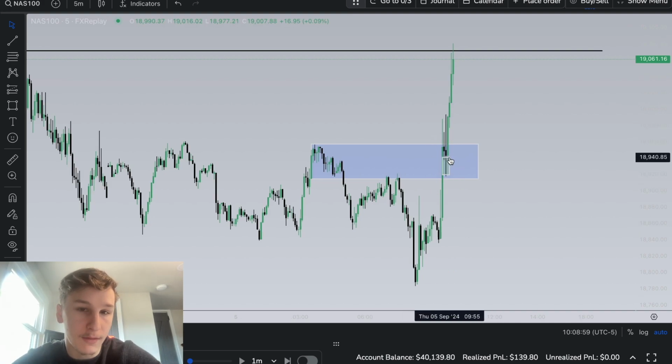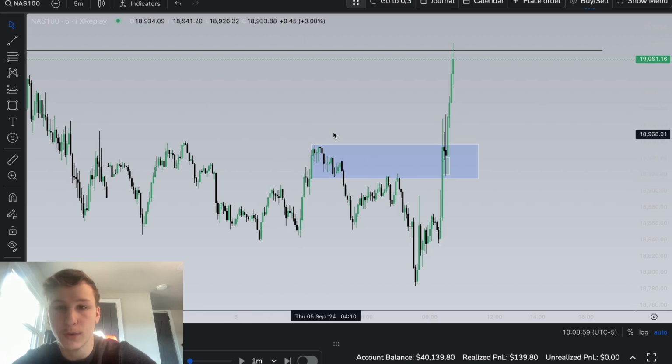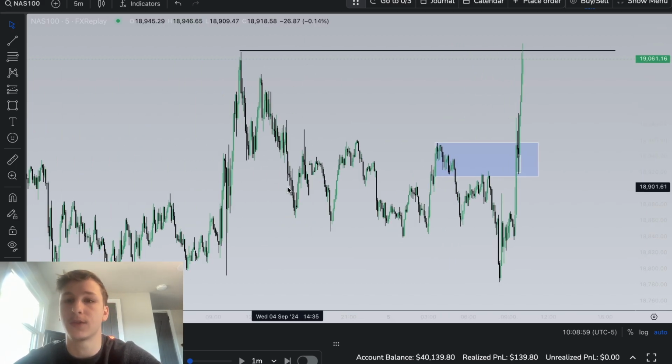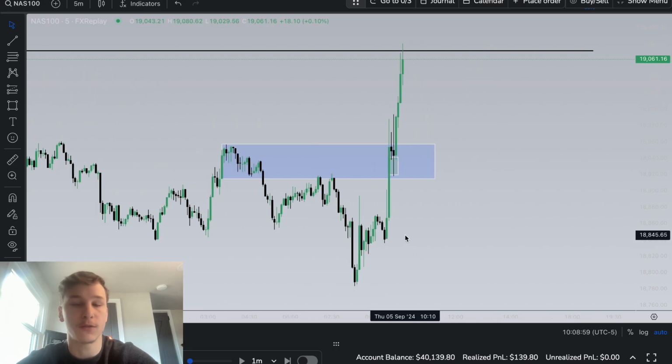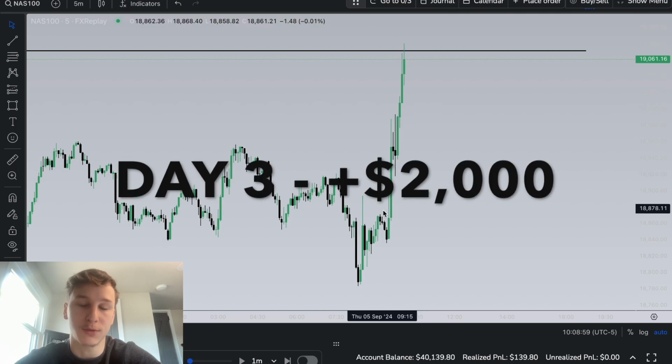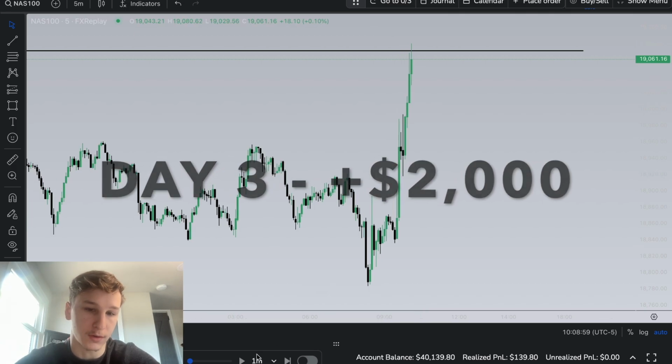Lower time frame fair value gap inside of a higher time frame breaker. That is model number 1. And we look for previous daily high, boom. There we go. So it's literally 4 days in a row now that at least model 1, 2, or 3 has absolutely 1000% performed. So let's go ahead and extend this forward.